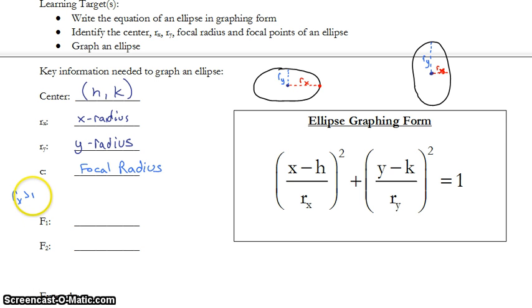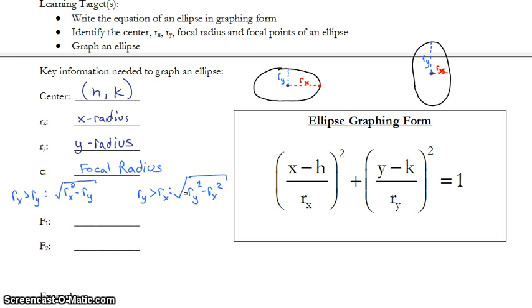If my x radius is bigger than my y radius, to find c, the focal radius, I'm going to take the square root of the bigger one, x radius, squared, minus the smaller one, my y radius, squared. I'm going to follow the same pattern with my other option, and this is what I do when my y radius is bigger than my x radius. It's Ry squared minus Rx squared. The reason we do this is we're ensuring that we always have a positive number inside our square root.